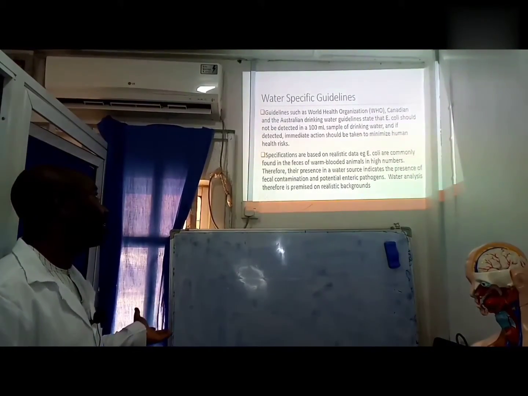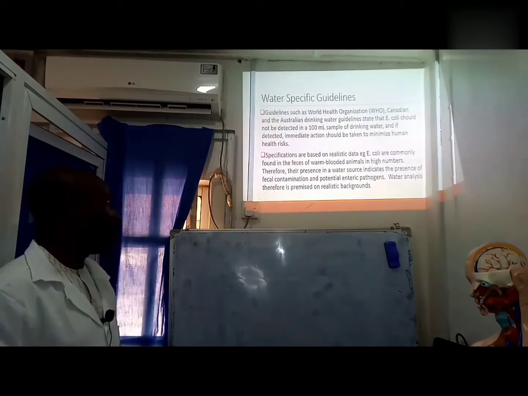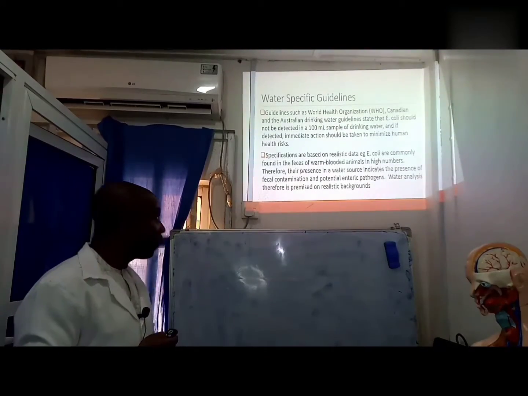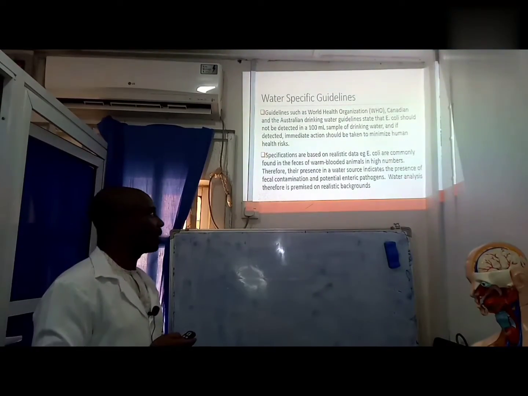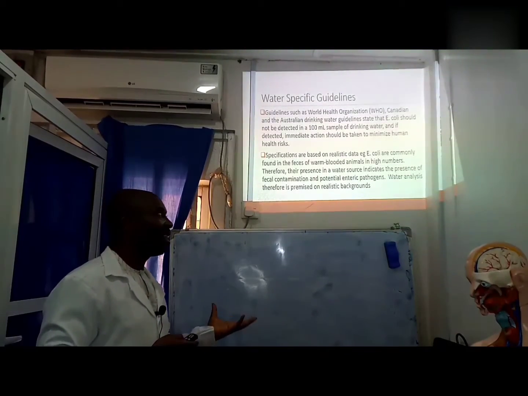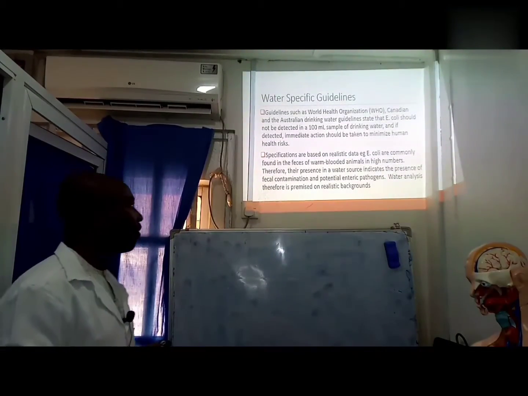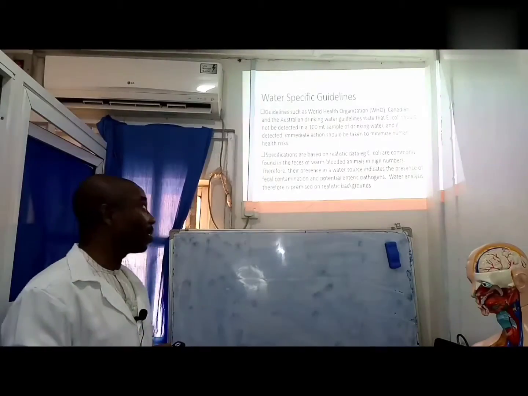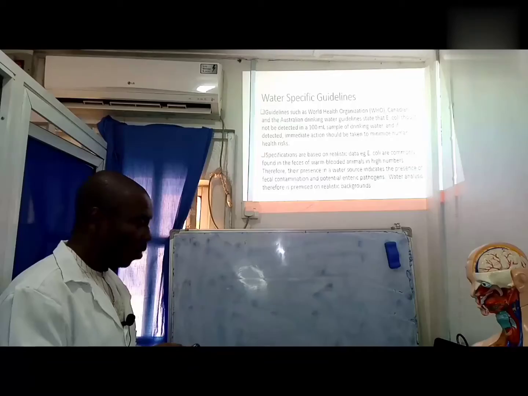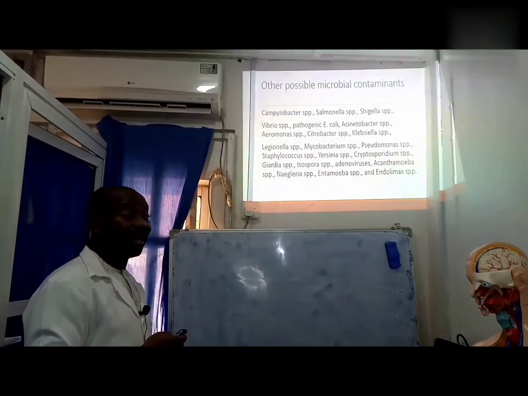Specifications based on all these guidelines are based on realistic data. E. coli are commonly found in the feces of warm-blooded animals in high numbers. Therefore, their presence in any water source indicates fecal contamination, and potential enteric pathogens may be present in that water source. So water analysis is premised on realistic backgrounds, and the guidelines by these organizations are also of serious consideration.